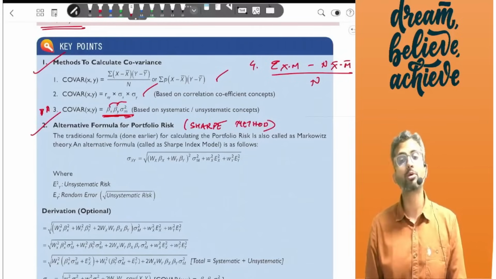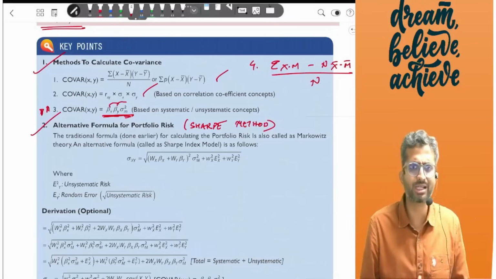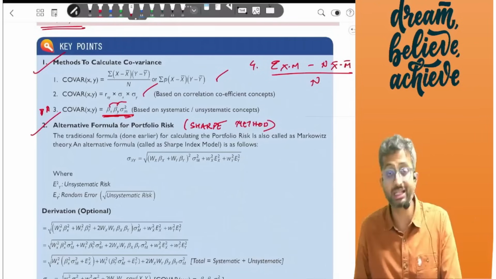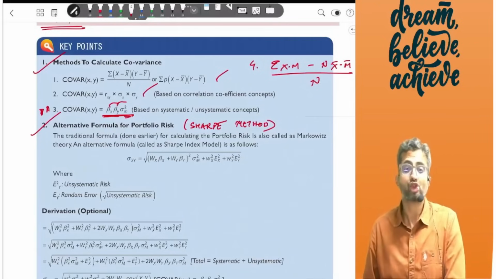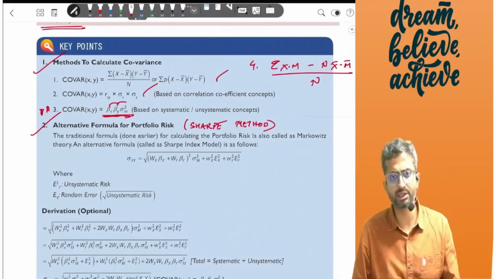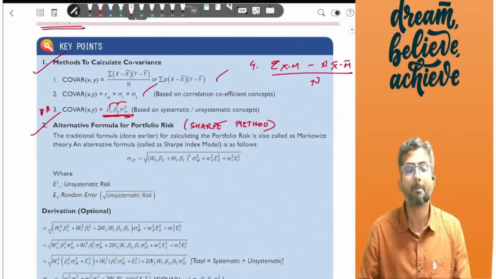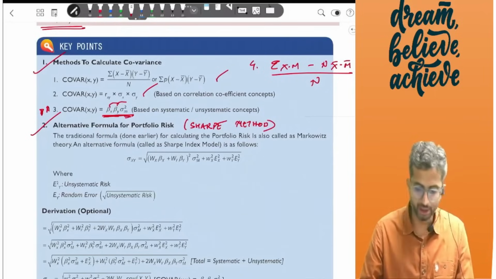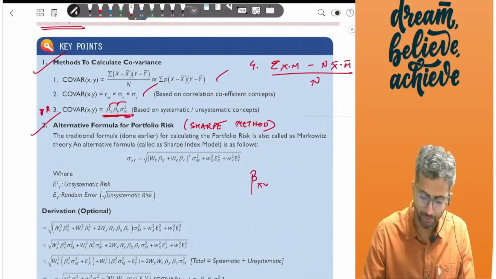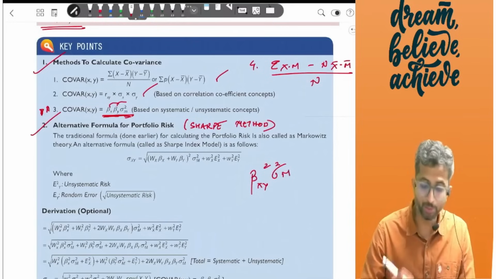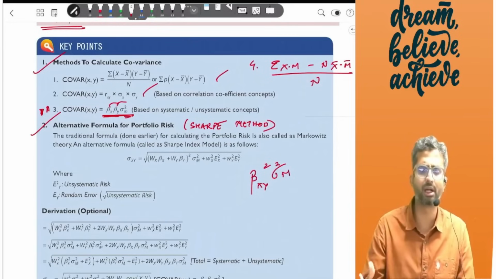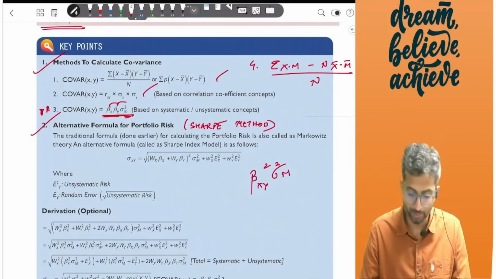The traditional portfolio standard deviation formula, which looks at standard deviation and correlation, is the Markowitz formula. Sharpe, on the other hand, looks at systematic and unsystematic risk. So Sharpe says that portfolio risk can also be calculated by taking portfolio beta. So it says that you first find beta of XY and multiply into the variance of the market. Now beta squared into the variance of the market will actually give you the systematic risk of the portfolio.